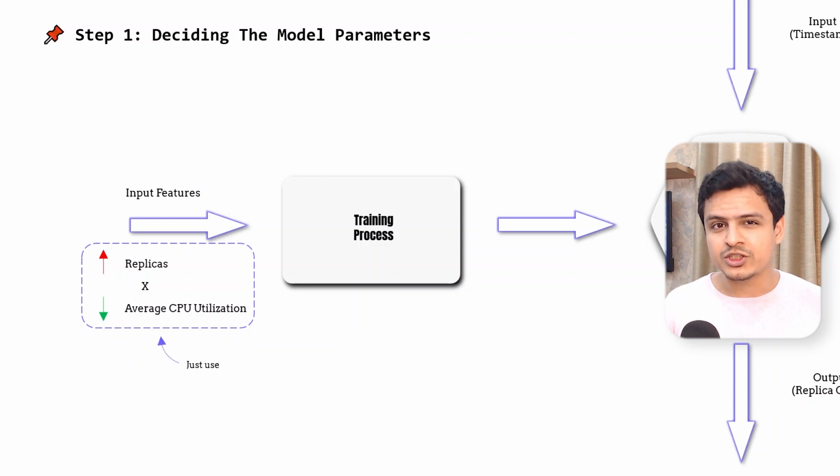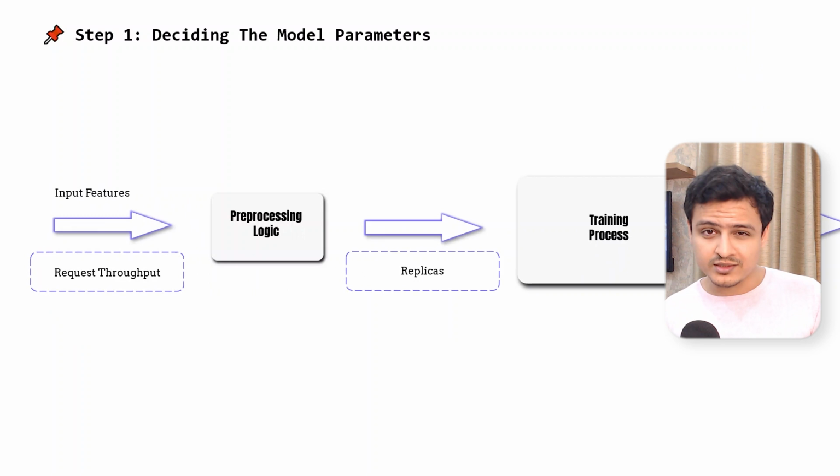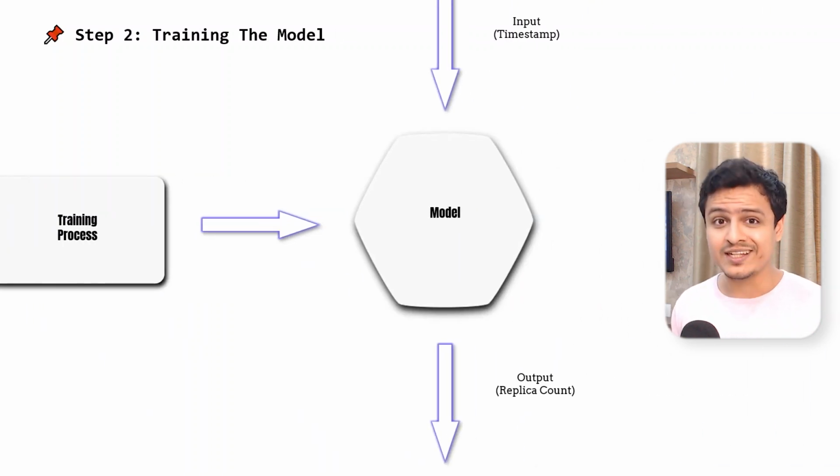Another way is to use a feature which is kind of decoupled from the replica count. Something like the request throughput. That's exactly what I'm going to show you in this video. But in this case, you need to apply some pre-processing to transform the request throughput to a corresponding replica count. Don't worry, we'll get to that. Now that we have all that figured out, let's move on to creating our model.